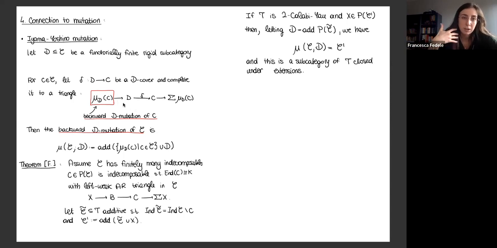And this is a unique process because covers are unique up to isomorphism, and in a triangulated category, when you extend a morphism to a triangle, you can do it in a unique way up to isomorphism. So you then look at this other object μ_D(C), which you call the backward mutation of C, and this is well defined. Then the backward mutation of the whole subcategory C is denoted by μ_D(C), and it's given by all of the objects of this form, μ_D(C) obtained by this process, and also all of the objects in D. So you take all of the objects in your rigid subcategory and all of the objects μ_D(C) for any C in your category. And then this is the backward mutation of C. There is also a notion of forward mutation, which is dual to this.